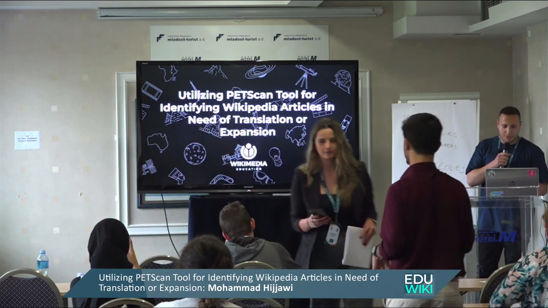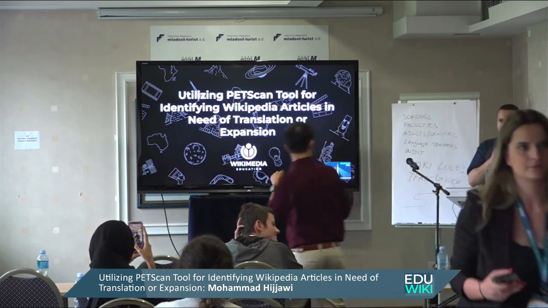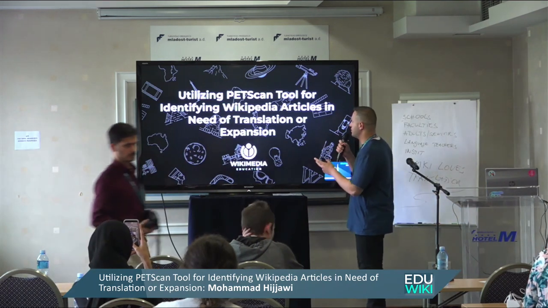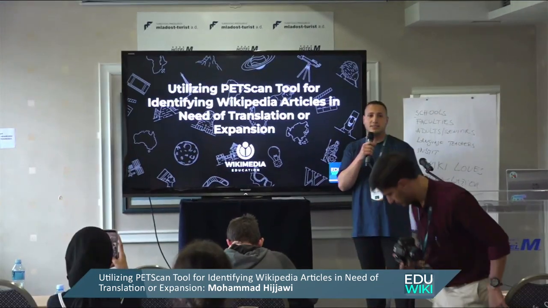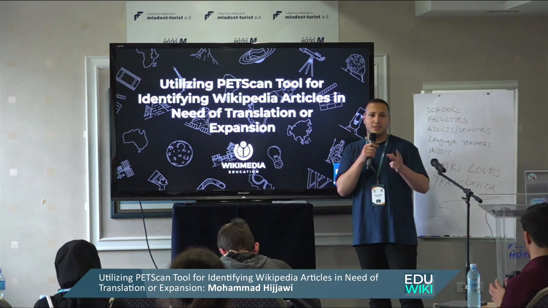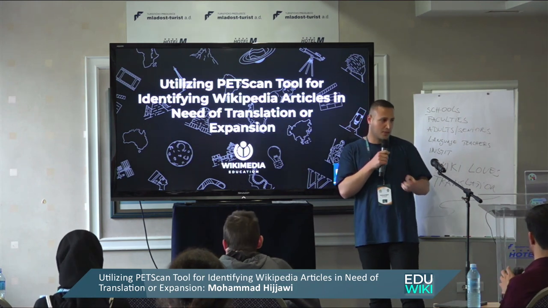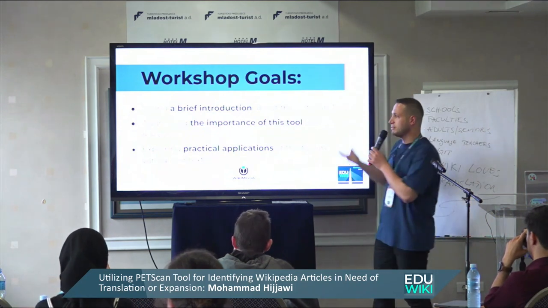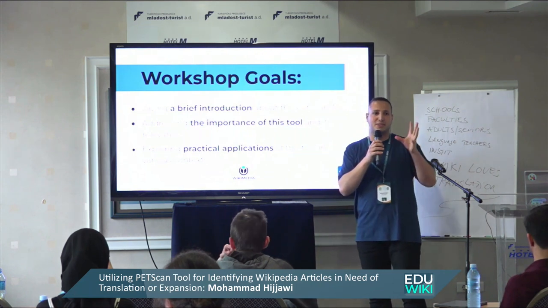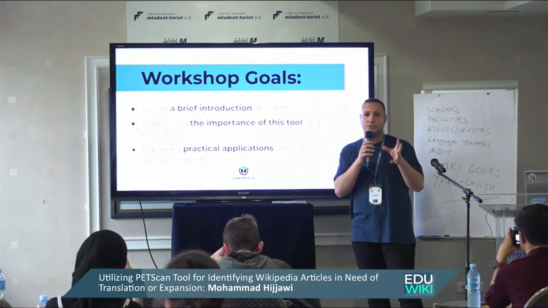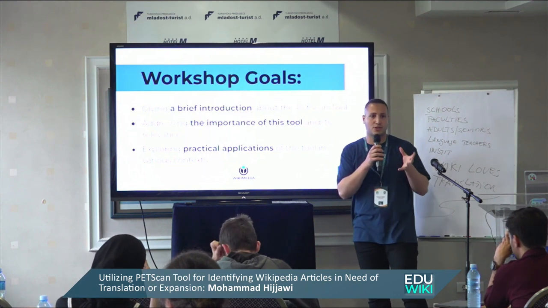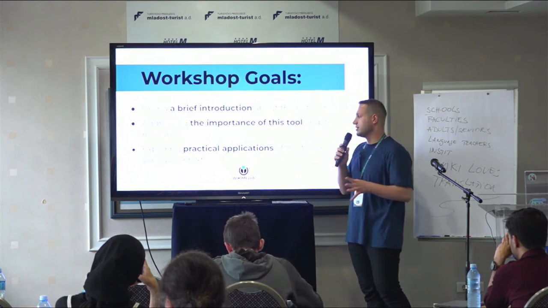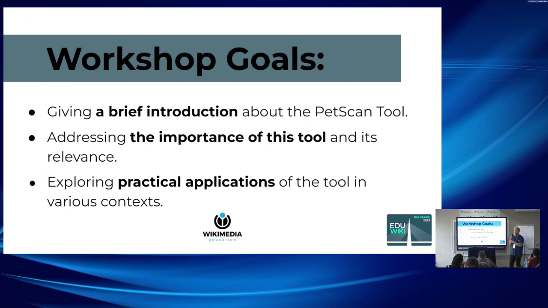So I'm gonna present about the PETScan tool, and I'm gonna explain to you how we can use this tool in order to identify Wikipedia articles that need translation or expansion, or maybe have some problems in their templates. The goals of this workshop: first, I'm gonna give you a brief introduction about the PETScan tool. Then I'm gonna talk a bit about the importance of this tool, especially for those who are organizing workshops and education program editions. And finally, which is the most important goal, I'm gonna explore with you practical applications of how to use this tool in various contexts.